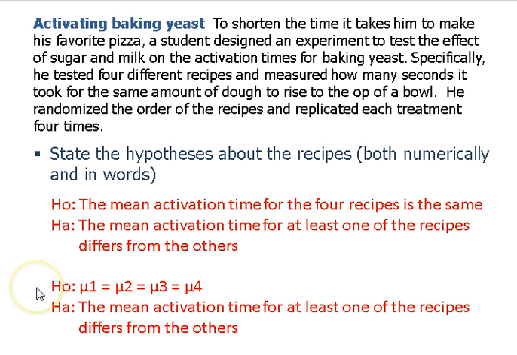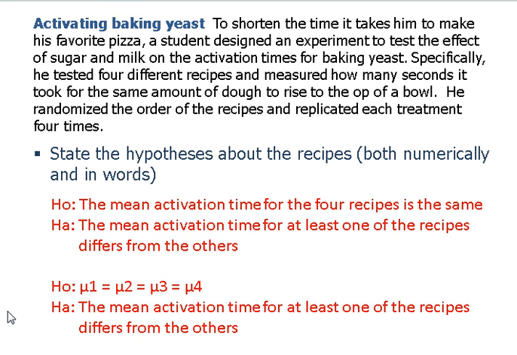Numerically, you could write this as, and I think it's more symbolic rather than numerical, that mean for recipe 1 equals mean for recipe 2 equals mean for recipe 3 equals mean for recipe 4. And for the alternative, I would prefer to continue to write it in words, that the mean activation time for at least one of the recipes differs from the others.